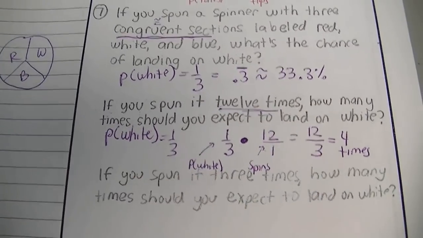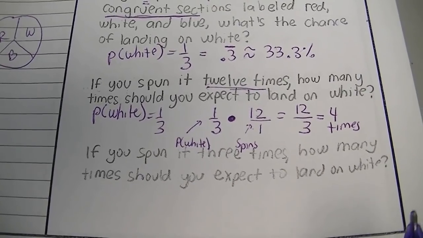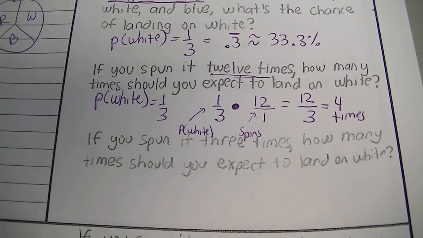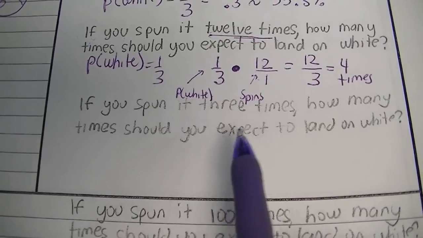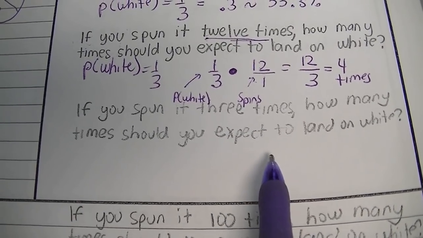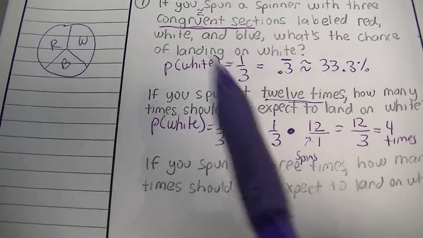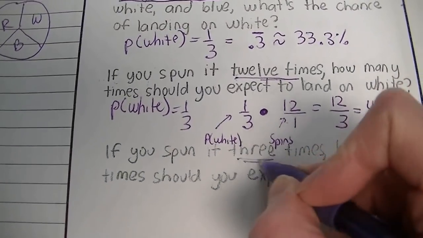That's theoretical probability. You're just doing the math, okay? If you literally acted it out, that's called experimental probability. But we'll get to that later. Okay, if you spun it 3 times, how many times should you expect to land on white? So instead of spinning this spinner these other times, we're only going to spin it 3 times because that's what it says right here, okay?